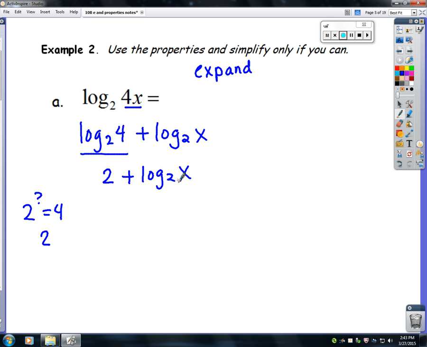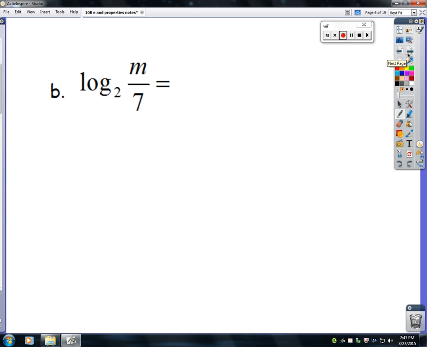Okay, but like I said, be careful. Watch out for the ones with numbers like this because those can be simplified again. Not always, but a lot of times they can. So watch out for those. All right, let's look at another example. We want to expand this. So you look at it, what property am I going to use? I see division, so division turns into subtraction. So this is the quotient property. We're going to break it apart as log base 2 of m minus log base 2 of 7.